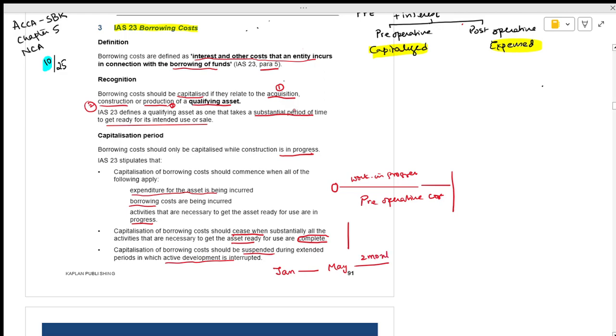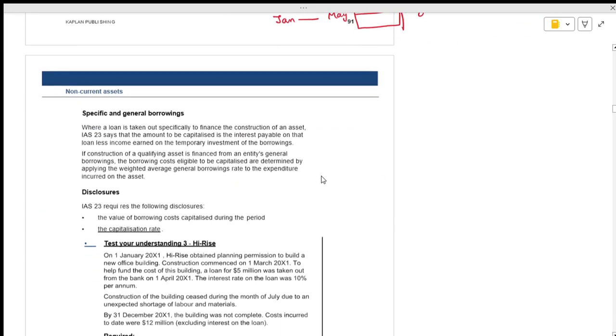have been stopped because of some reasons. Again, May, June, July. Again from August it will start. Means when the things are not in process, we should not take the borrowing cost into consideration. This is a very important point, and this will be shown in the understanding also.